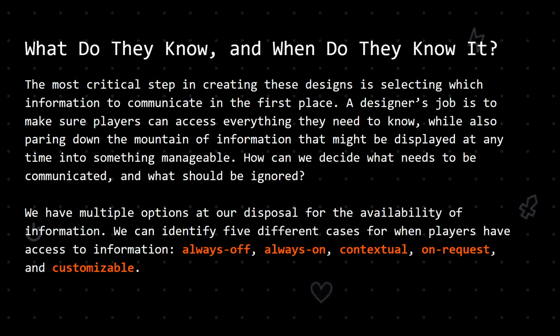We have multiple options at our disposal for the availability of information. We can identify 5 different cases for when players have access to information: always off, always on, contextual, on request, and customizable.